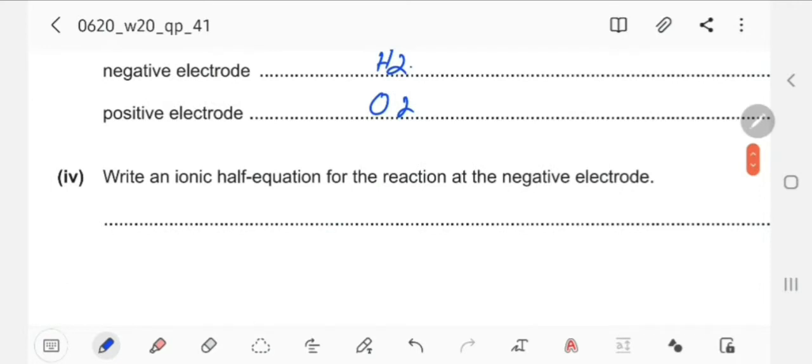Write an ionic half equation for the reaction at the negative electrode. At the negative electrode, hydrogen is being produced, so it will be H plus gaining electrons. But we are concerned with the hydrogen molecule, which has 2 hydrogen atoms, so for 2 hydrogen atoms there will be 2 electrons and 2 H plus ions.